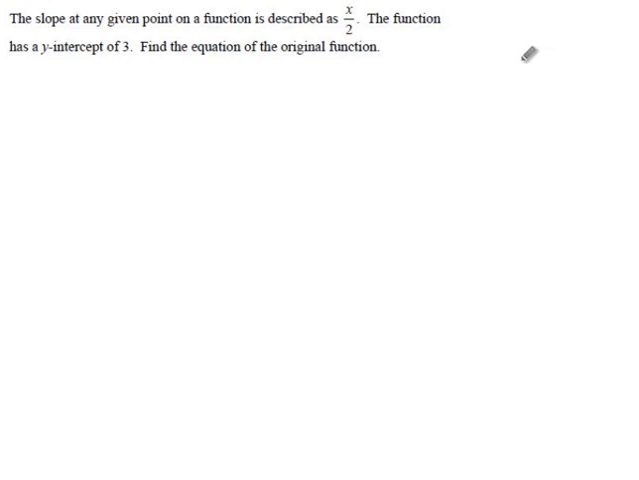Okay, so we have a function here, and they're only telling us a little bit about it. They tell us that its slope is x over 2. Now, that means the slope is changing all the time, and as you're graphing this thing, when x is negative, the slope would be negative, and when x is positive, the slope would be positive, and when x is 0, the slope would be 0.